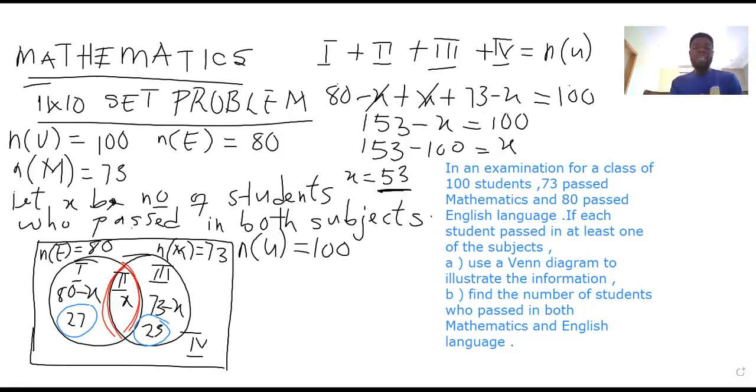But if you are being asked to find the number of students who pass in exactly one, or only one, that will be region 1 plus region 3. Good. Now let's take another example.